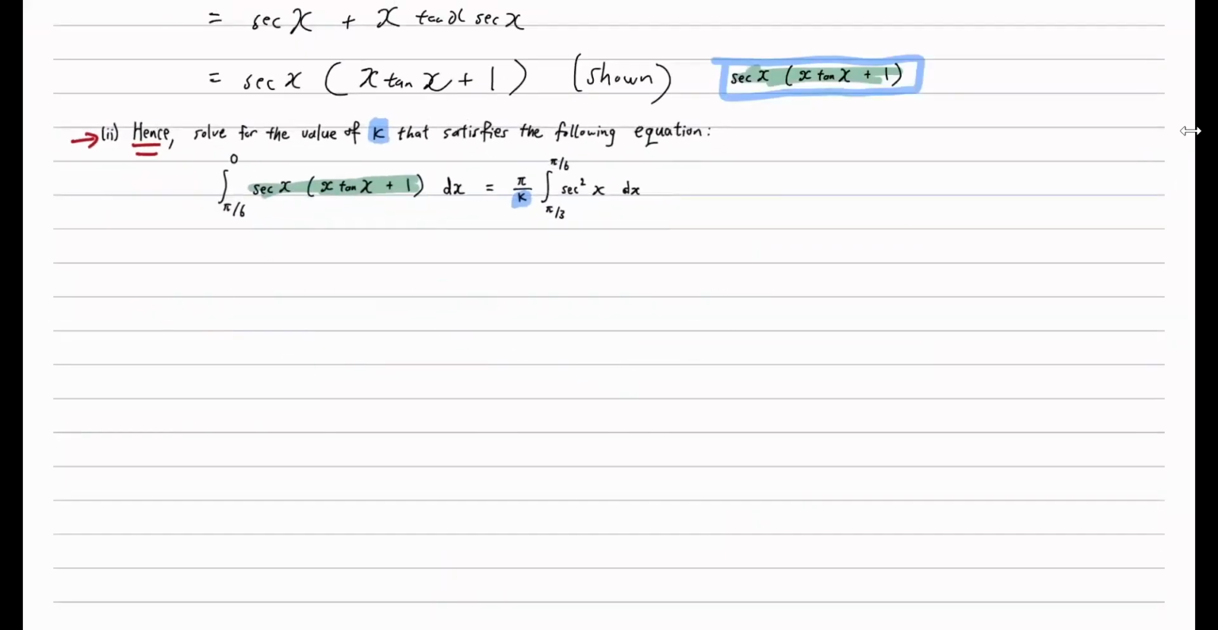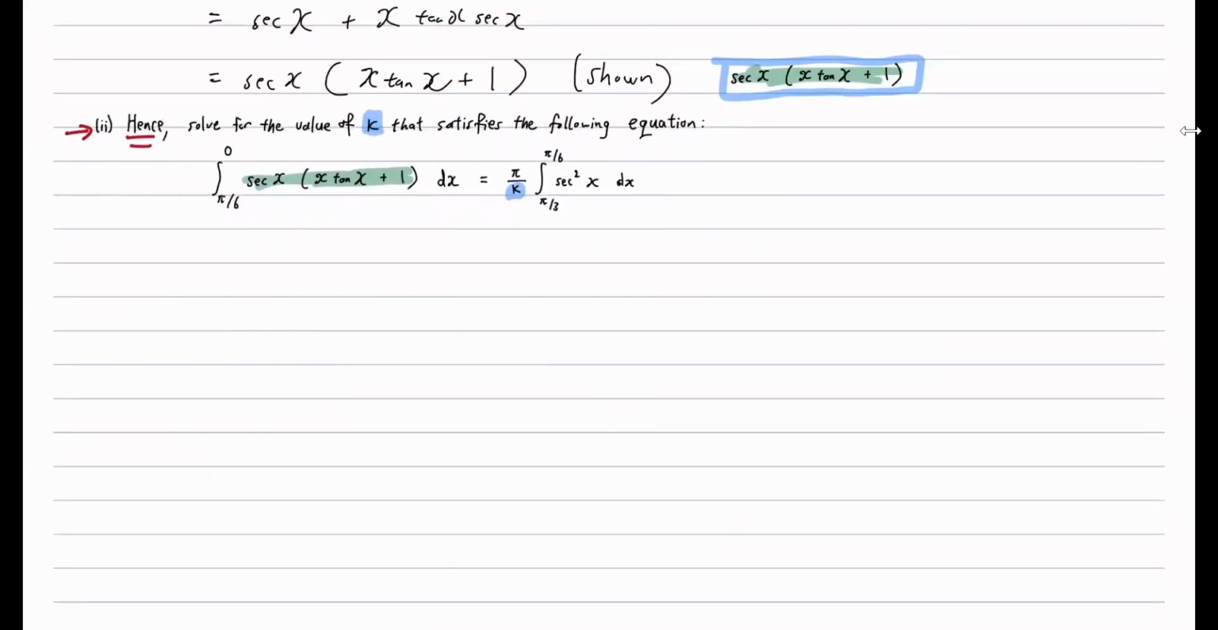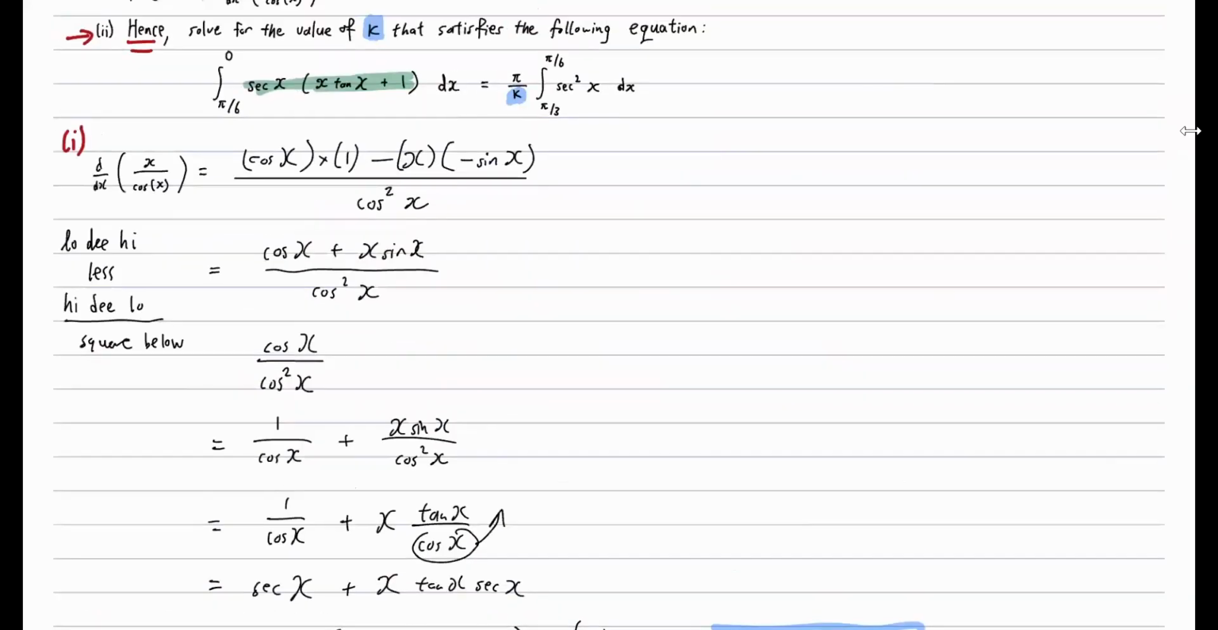Now let's take a look at part 2. Do you think you can solve this? Very, very doable.